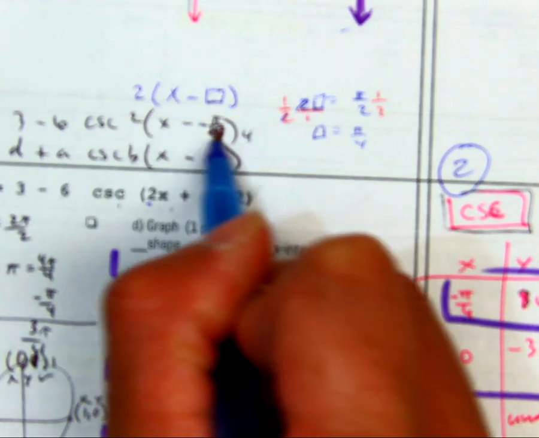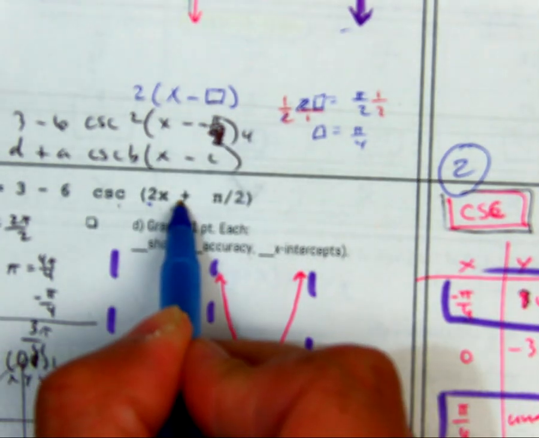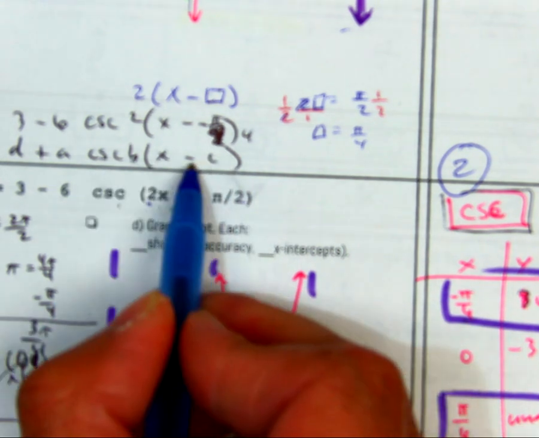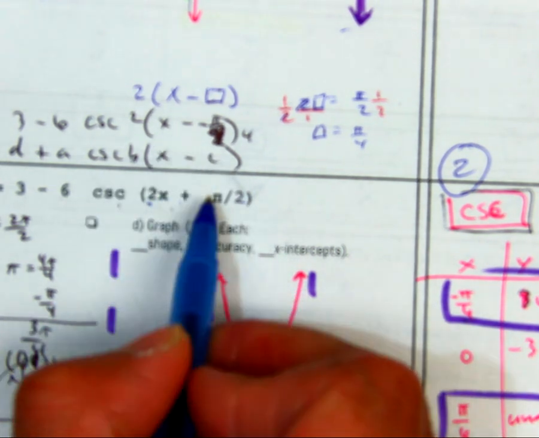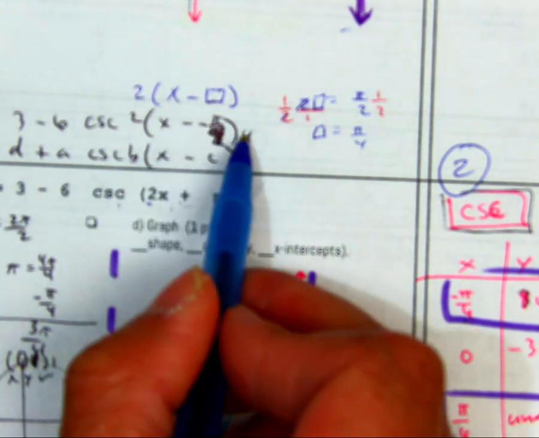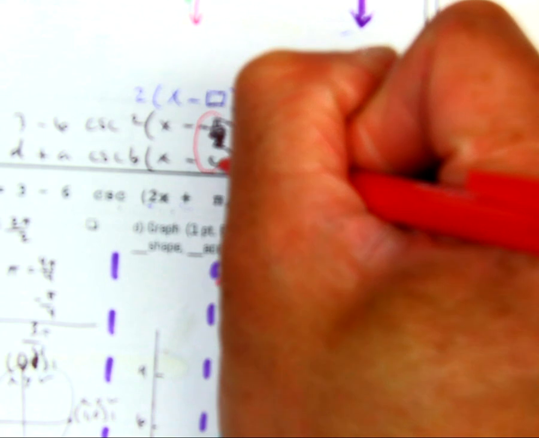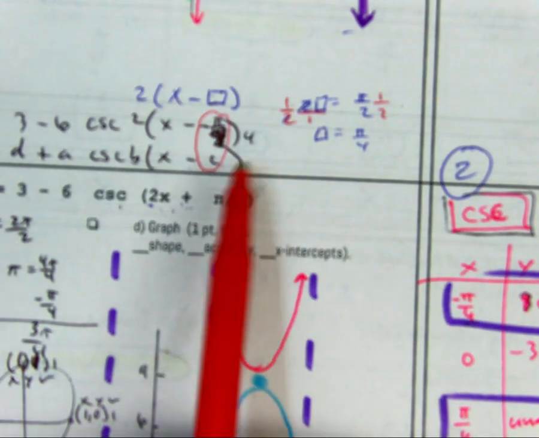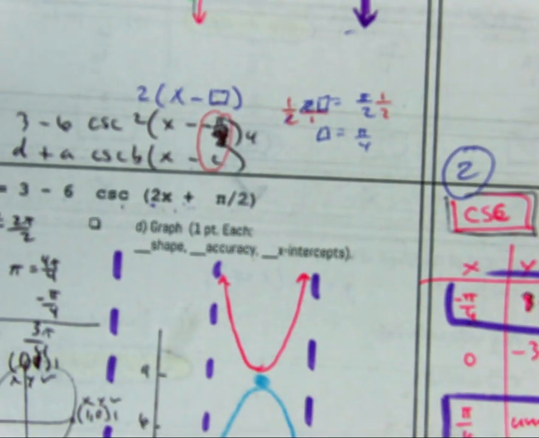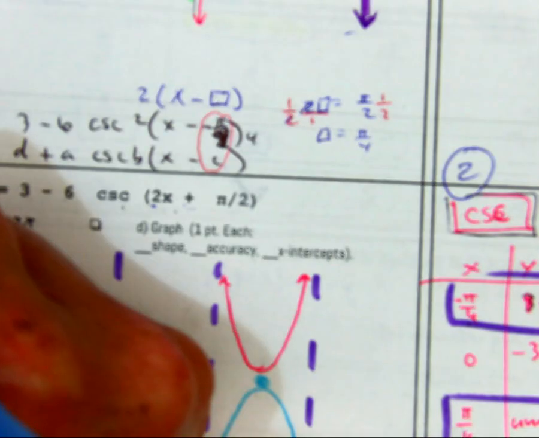Now, this has a plus sign, and remember your formula has to have minus c, so I changed the plus sign to a minus pi over 4. This helps you identify that your c value is negative pi over 4. C value is negative pi over 4.